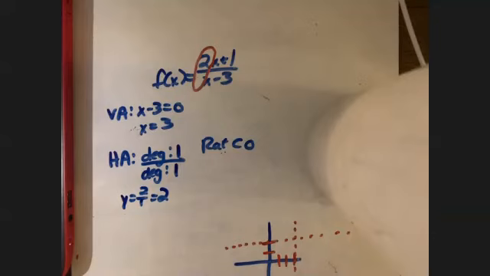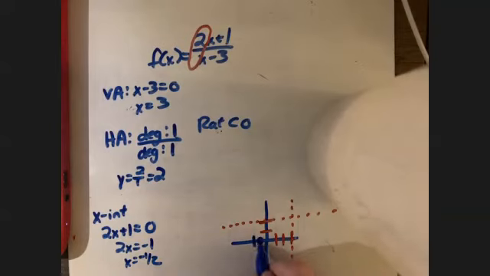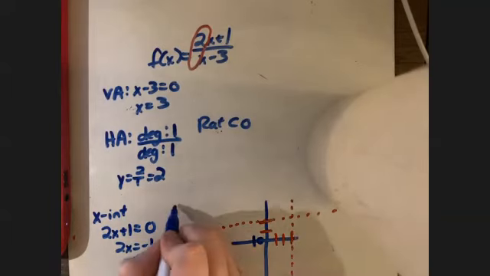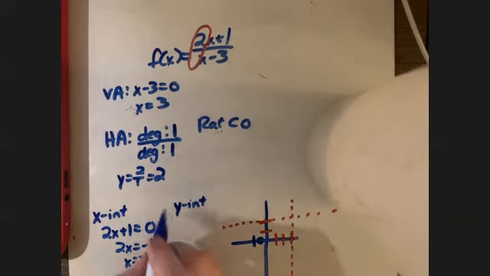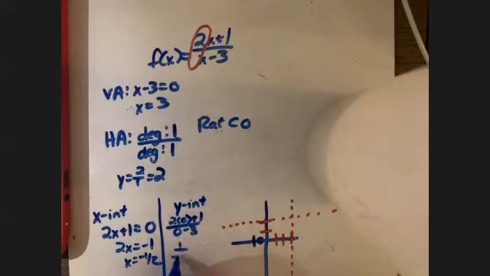Okay. So now I need to get my x-intercepts. So we're going to take the top and we're going to set it equal to 0. Just a little bit so you can see what I'm doing. Okay, so I've got x equals -1/2. So I'm going to go mark that. So here's my dot right there. Okay, I want to get my y-intercept, and I'm going to plug in 0. So I've got 2 times 0 plus 1 over 0 minus 3. That is going to give me 1 over -3. So it's -1/3. So that's going to be here.